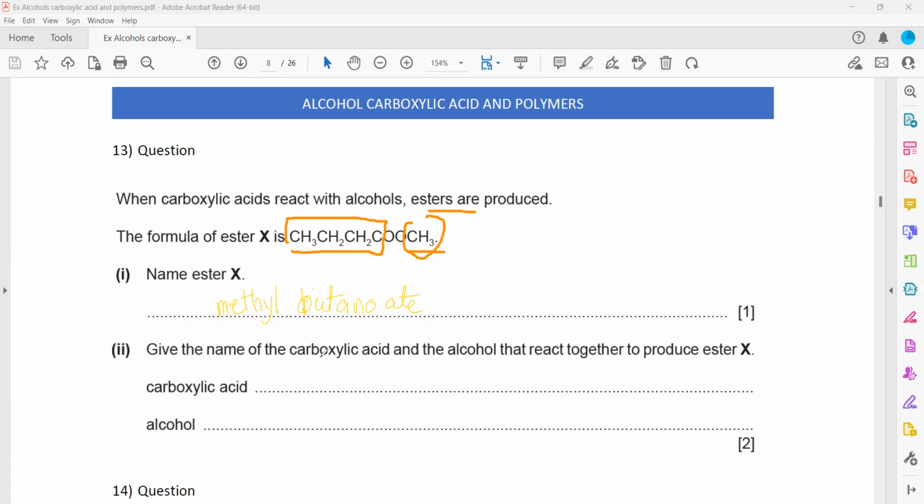Then give the name of a carboxylic acid and alcohol that react together. Butanoic acid and methanol. Because the first name is from the alcohol, so that is why the alcohol was methanol. And which acid is there? The second name is from the carboxylic acid. Because it was butanoate, it will be butanoic acid.